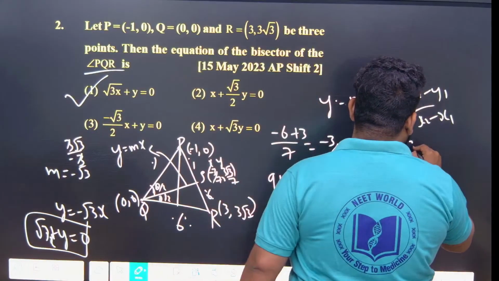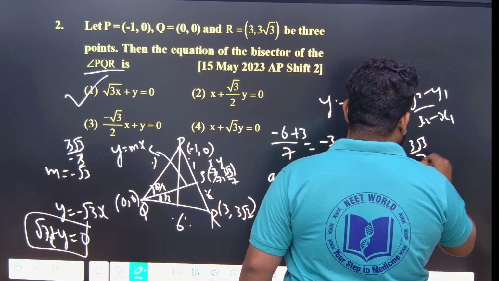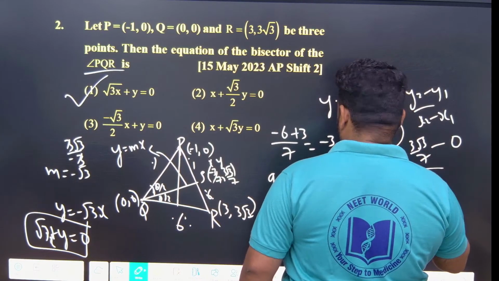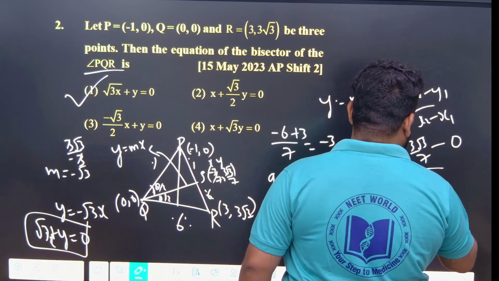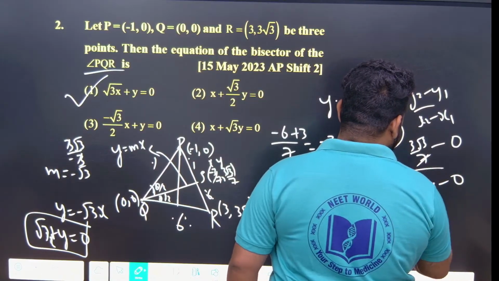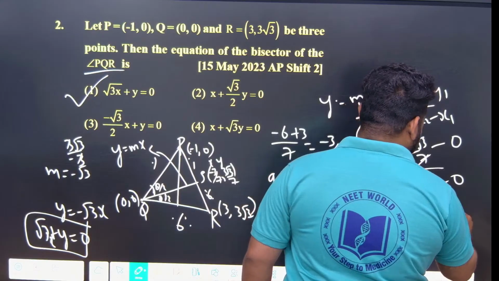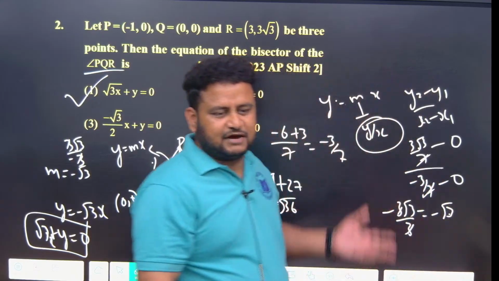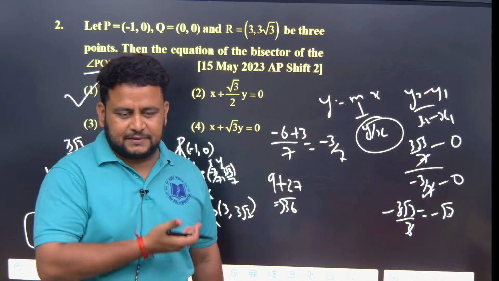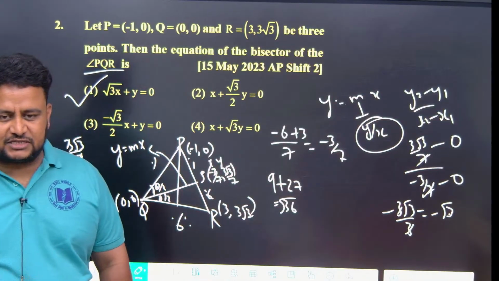Y2 is 3 root 3 by 7 minus 0. X2 minus x1 is minus 3 by 7 minus 0. So 7 cancels. You will have minus 3 root 3 by 3. 3 cancels. I will have minus 3. That is the slope. Nothing much. That is why I am writing directly y by x when there is origin.